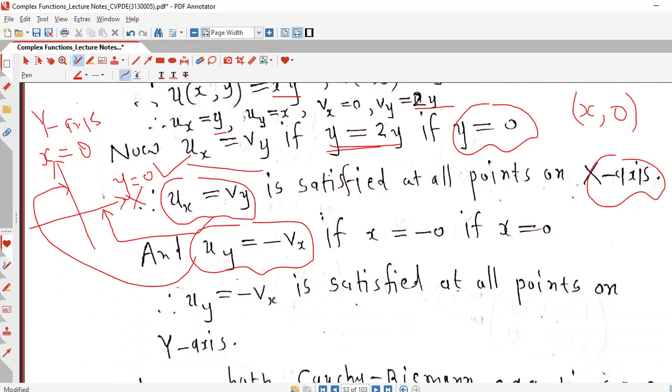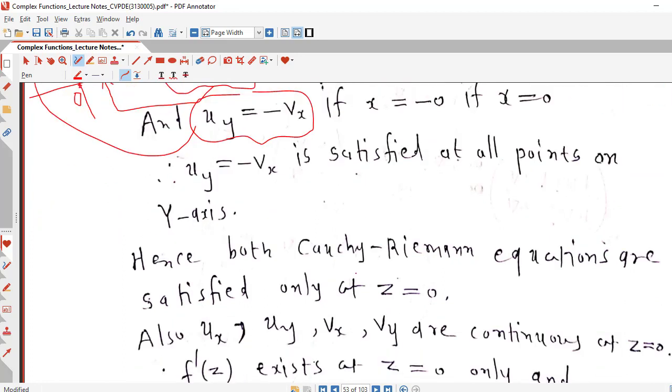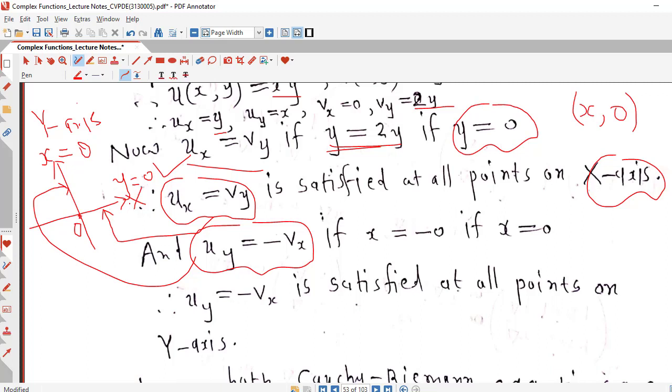But we are interested in those points at which both equations are satisfied. So the intersection of the x-axis and y-axis is only one point, the origin, that is z = 0. So the Cauchy-Riemann equations are satisfied only at the origin, that is at z = 0, because there is no other point at which both equations are satisfied. One equation is satisfied at all the points on the x-axis, another equation is satisfied at all the points on the y-axis. So both equations are satisfied at the origin only.